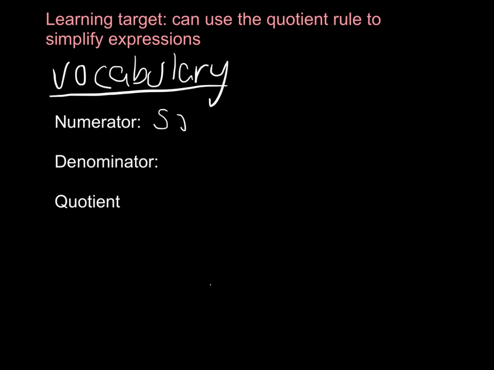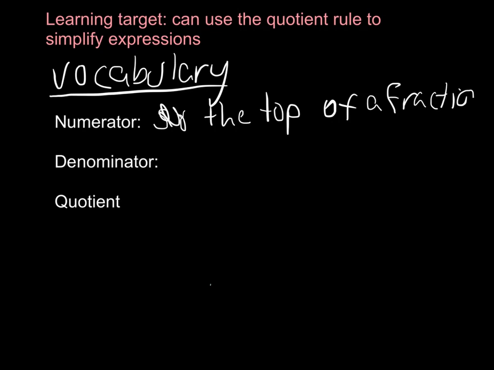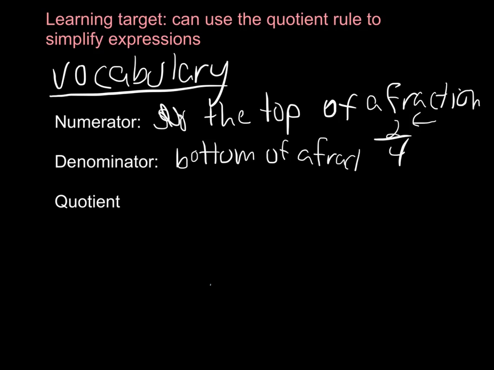So the numerator is the top of a fraction. So an example, if I had 2 over 4, 2 would be my numerator. And then for the denominator, that's going to be the bottom of a fraction. So in that example that I just gave you, the 4 would be the denominator.